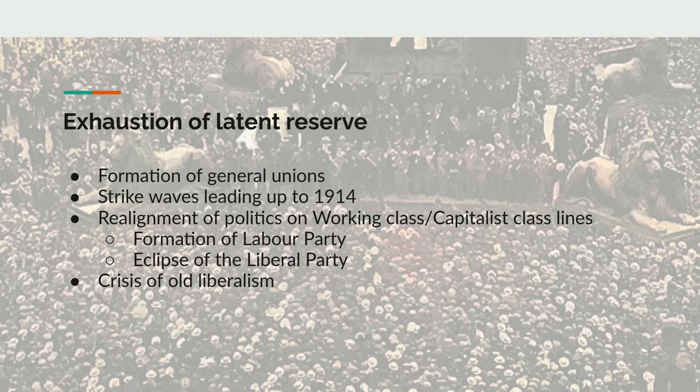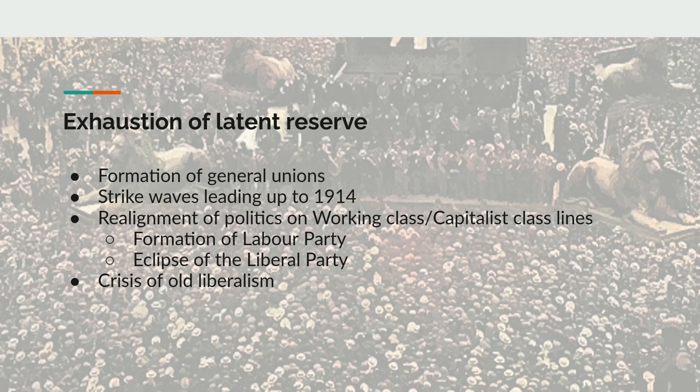The effect of the exhaustion of the latent reserve army was that it became possible to organise general unions instead of just craft unions. In the mid-19th century, the working class was able to organise craft unions because these had limited entry, because you took time to learn a craft skill. It was very hard to unionise unskilled work because there were too many migrants into the towns who would undermine any union organisation at that point.